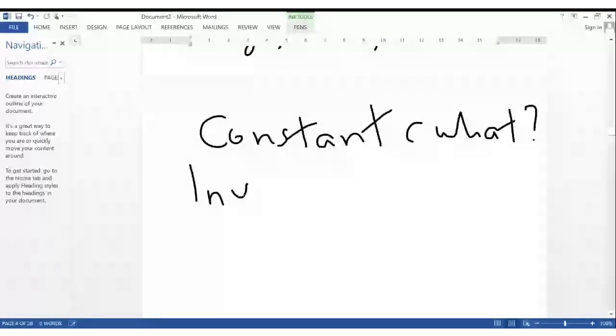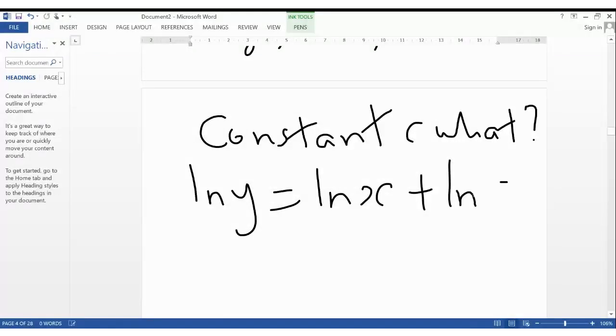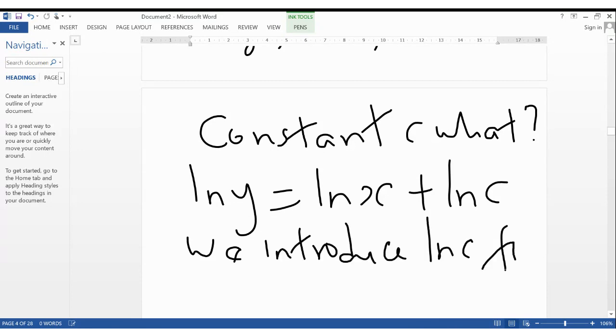Why am I introducing ln c? Because I can simplify this one. Introduce ln c for simplification purposes.